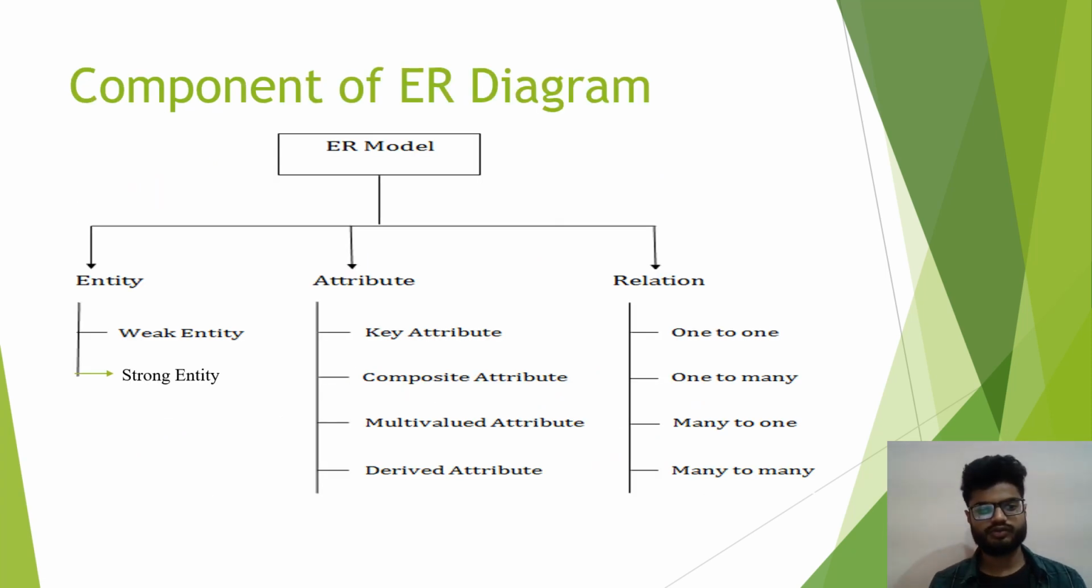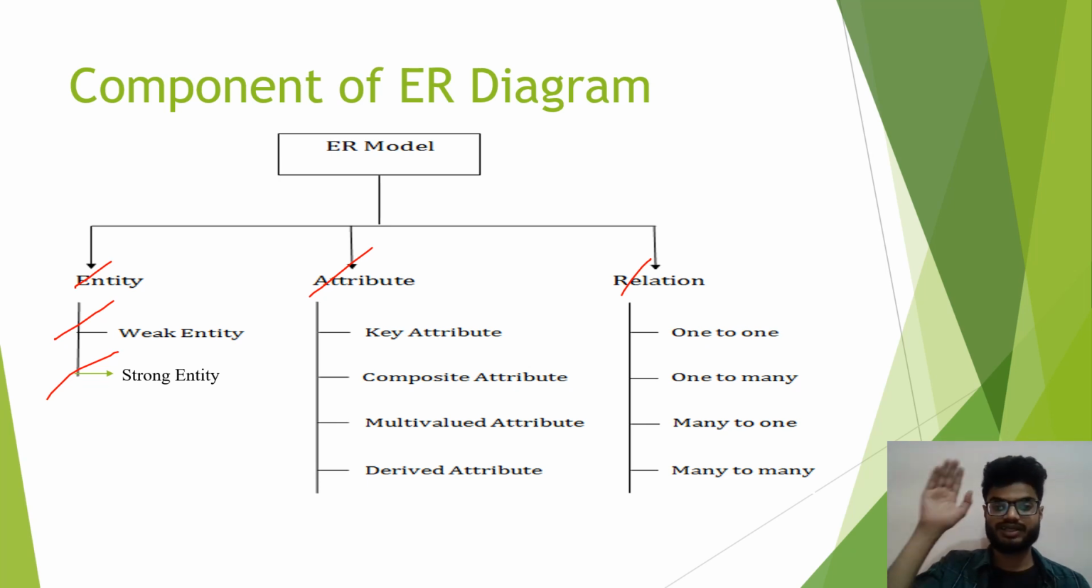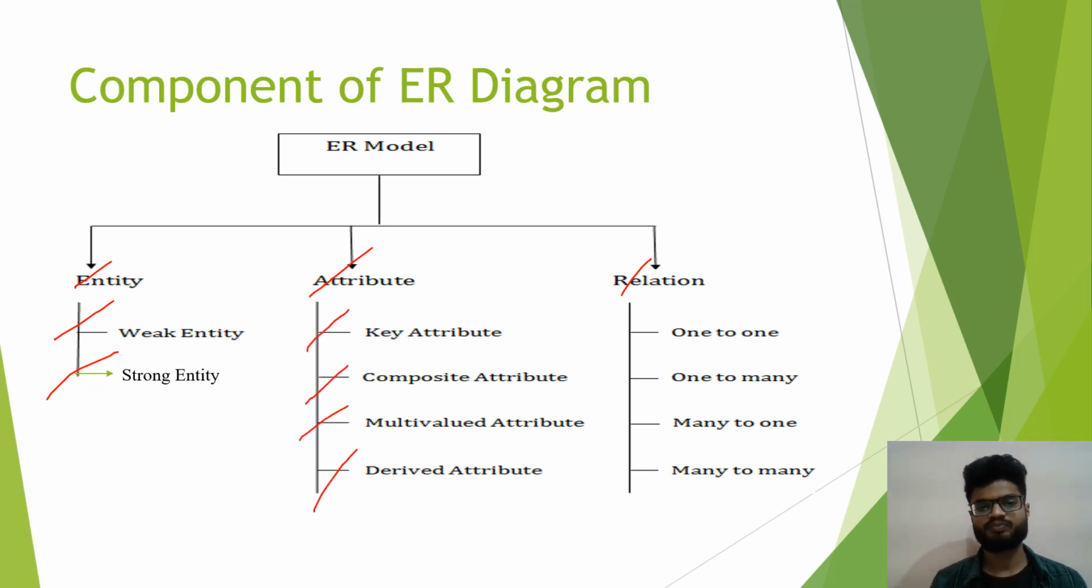Here are the components of ER diagram. First, we have entity, attributes, and relations. Entities are of two types, weak entities and strong entities. We will see in later slides what they are. Attributes are nothing but columns. There are key attributes, composite, multi-valued and derived attributes. And relations define how one entity or table is related to another table, like one to one, one to many, many to one, or many to many. We are going to see about that in later slides.